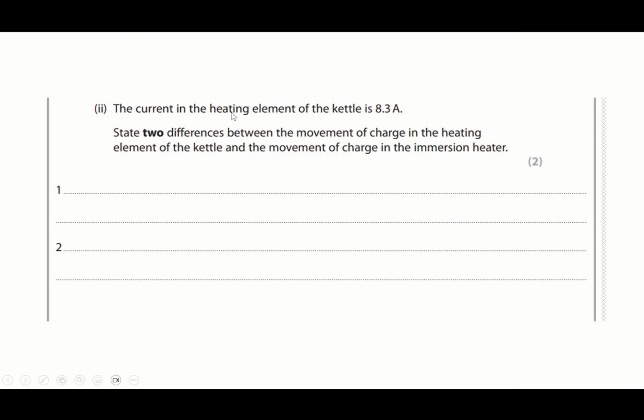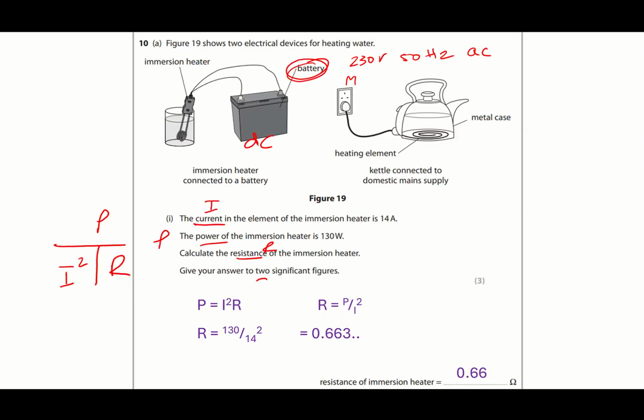Next one, the current in the heating element is 8.3. State two differences between the movement of charge. So now I've got to talk about the movement of the electrons. So the movement of charge Q in coulombs in the heating element of the kettle and the immersion heater. So really what it's saying is compare the amps and then compare whether it's AC versus DC. Well, we looked at that before. So we can see this is DC, so the current's going to go in one direction only. Here it's going to go forwards and backwards 50 times per second, 50 hertz.